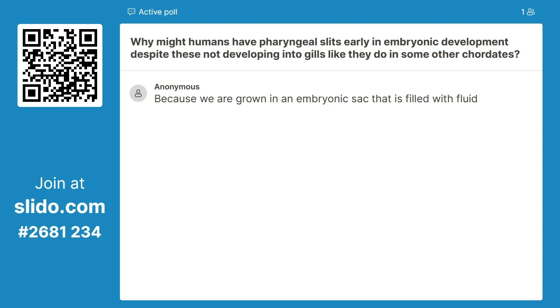I can see someone's typing, so we're just going to give a bit of time here. Again, maybe think of the postanal tail as an example here. We don't have that as a feature that we can observe into adulthood. It is there in our embryonic development, and you'll notice that when you look at pictures of embryos, the earlier you go in development, the more it seems like a whole bunch of other stuff. And as you get later and later, it becomes a bit more human specific, which can include getting rid of things that we don't need anymore.